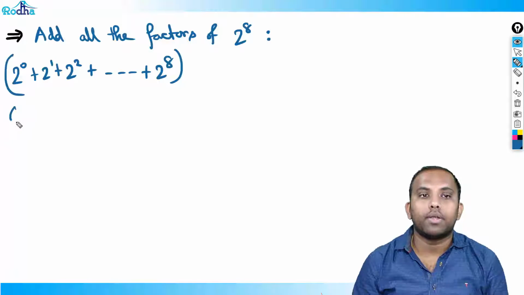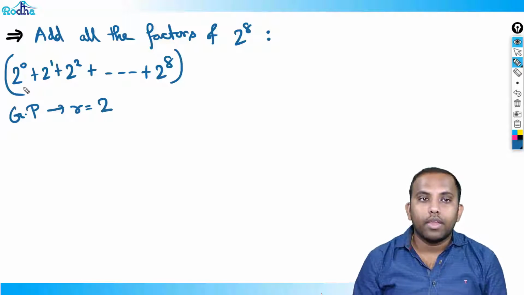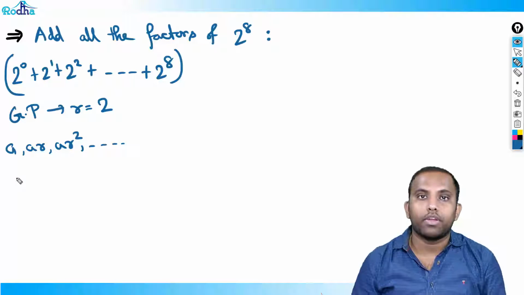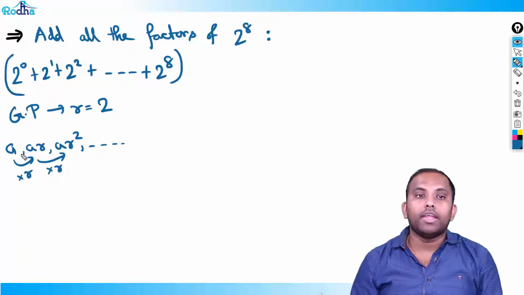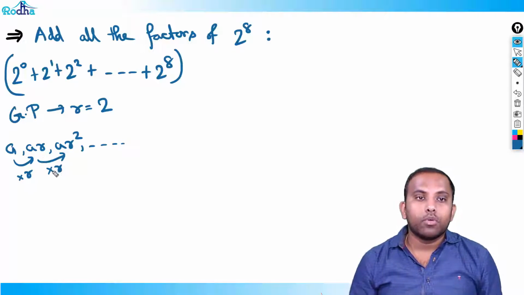This is a geometric progression with a common ratio of 2. Why? Because in every term 2 is multiplied, right? What is geometric progression? a, ar, ar squared, like this is called a geometric progression, because in every term the same constant is multiplied. So a to ar, r is multiplied; ar to ar squared, r is multiplied, right? This is called geometric progression.